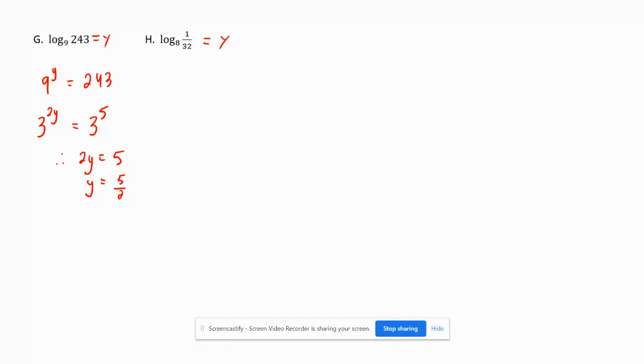Similarly, we have log base 8 of 1 over 32. We have 8 to the y equals 1 over 32. Same thing, we're going to convert these all into base 2. 8 is 2 cubed. 1 over 32 is 2 to the negative 5. And we get an answer of y equals negative 5/3 for this one.